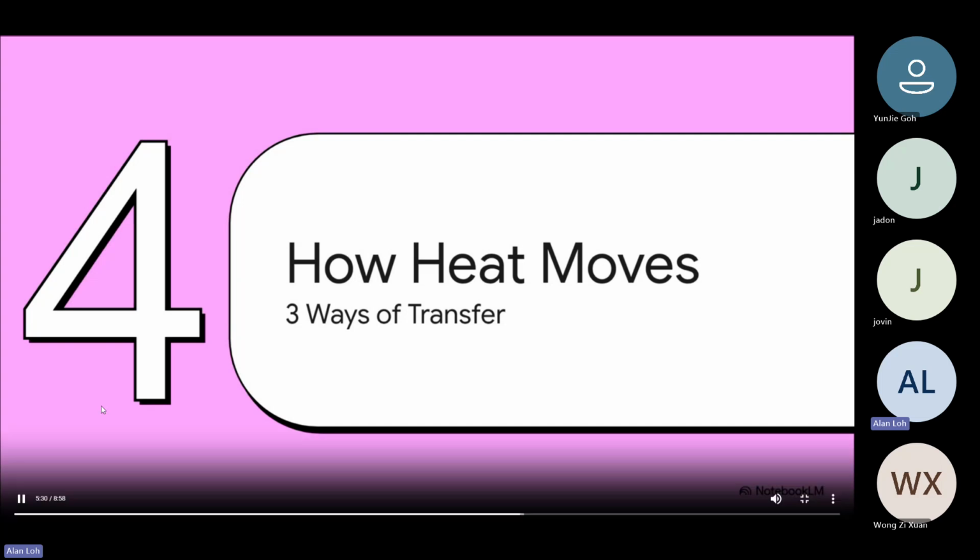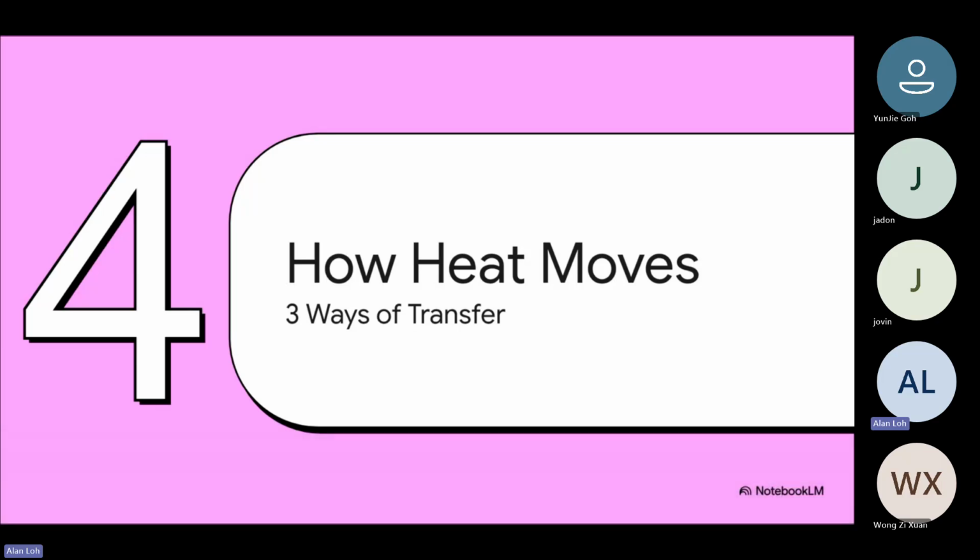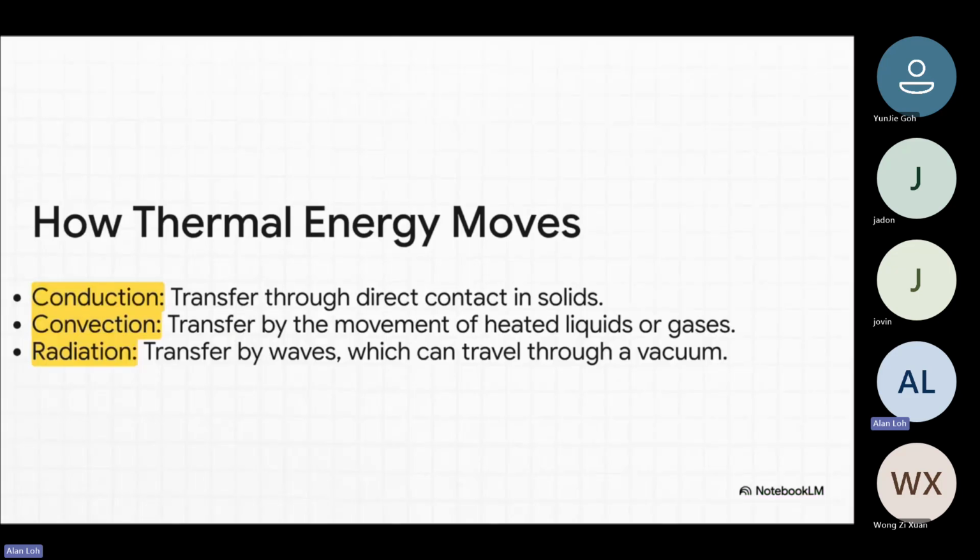Like, how does the heat from your morning coffee actually get into your hands? Well, it turns out there are three main ways this happens. Let's break them down real quick. First, you've got conduction. That's heat transfer through direct contact. You touch a hot pan handle and the heat travels right into your hand. That's conduction. Then there's convection.